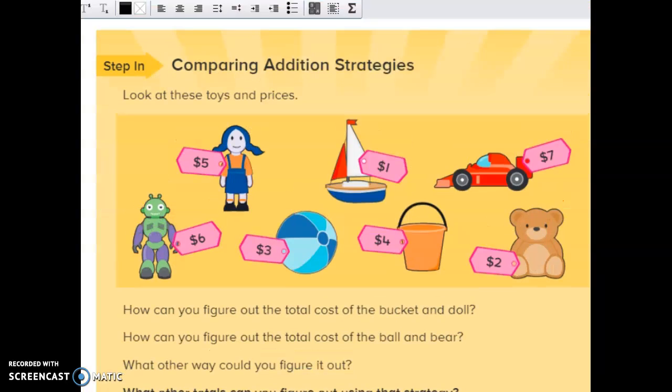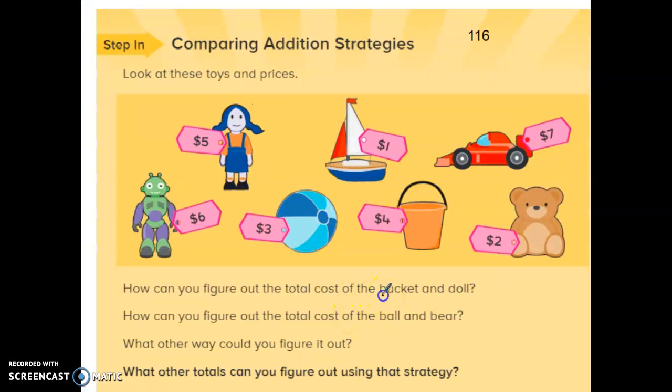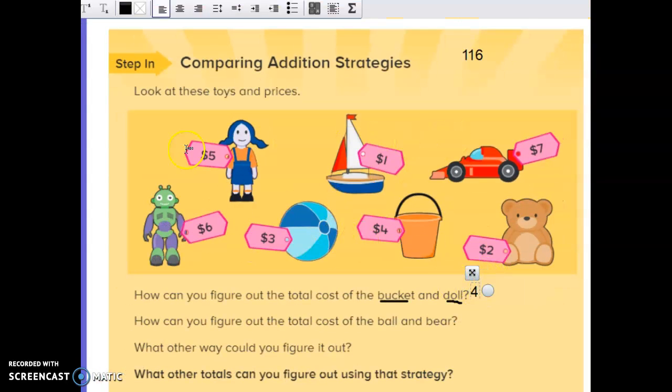Okay. This is page 116. Look at these toys and prices. This kind of looks like our step ahead from before. It says, how can you figure out the total cost of the bucket and the doll? Now you'll notice that each one of these has a price tag. So I need to combine the price of the bucket and the doll. Well, the bucket is $4 and the doll is $5. So 4 plus 5. And I need to find the total. So 4, and let's count on 5, 6, 7, 8, 9. So I would spend $9 to buy the bucket and the doll.